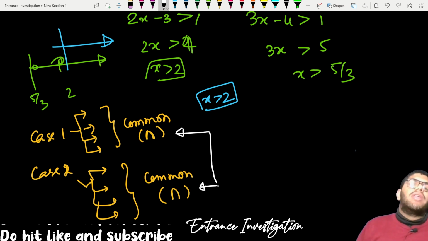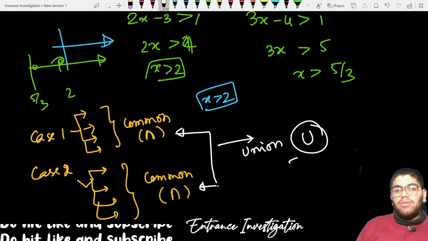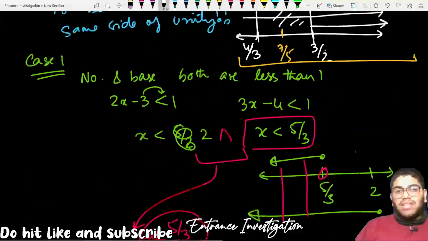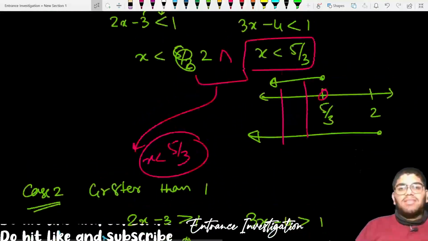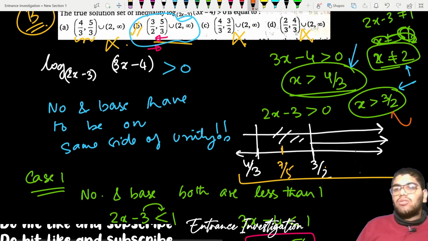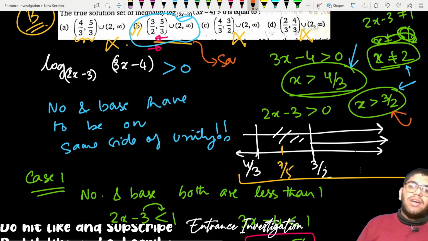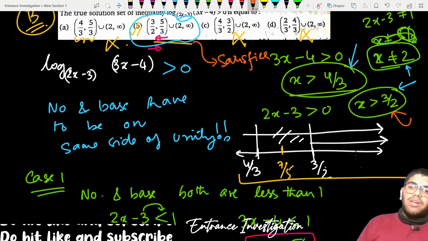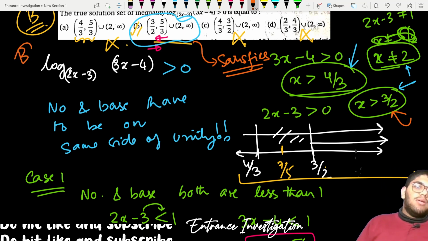अब पहले केस के जो कॉमन एलिमेंट्स हैं और दूसरे केस के कॉमन एलिमेंट्स हैं उनको हमने सिंपल यूनियन से कंबाइन कर दिया, तो दिस वी हैव टू टेक. Okay, so x has to be greater than 2, x has to be less than 5 by 3. This is what we got. And for our domain to be satisfied, x has to be greater than 3 by 2. So this thing actually satisfies both of the criterias, and hence B is the correct answer to this problem.